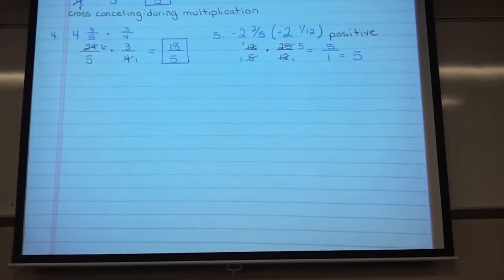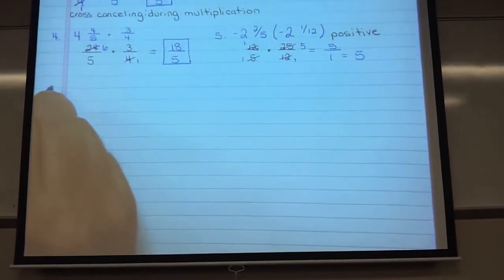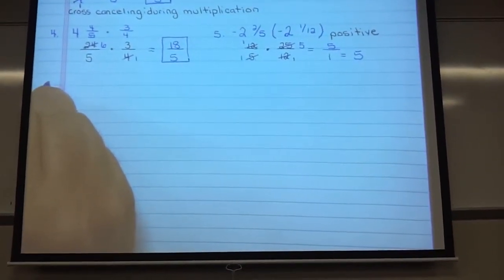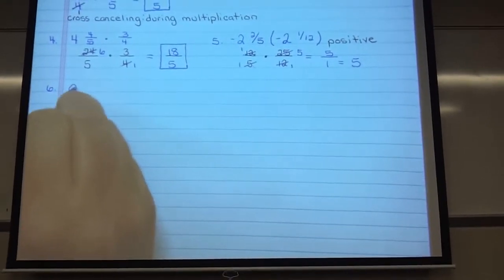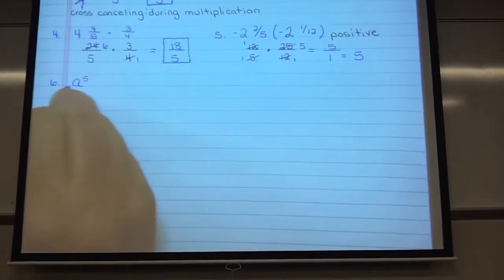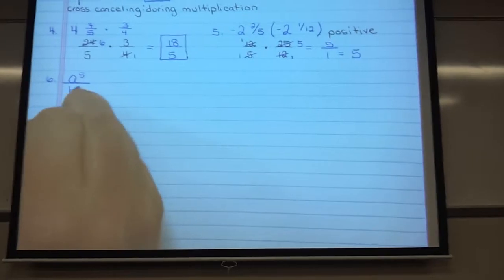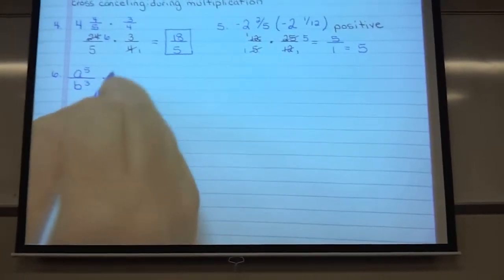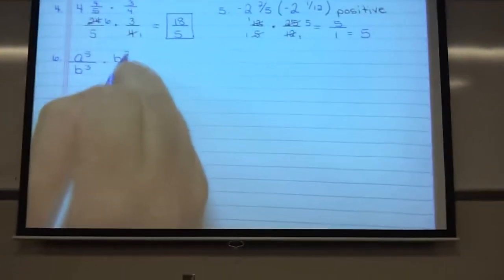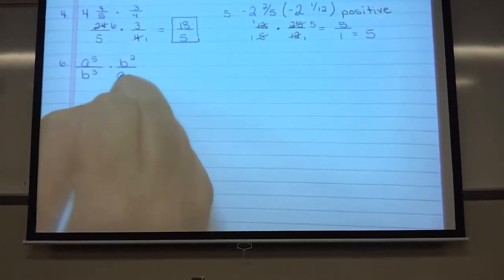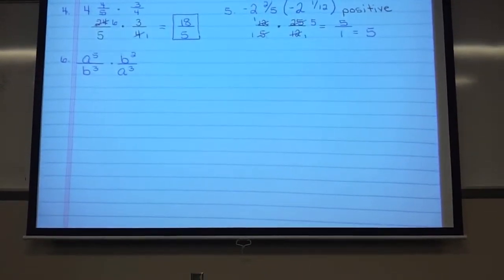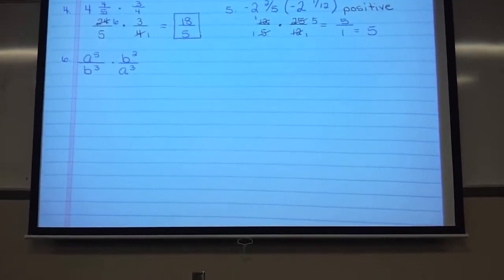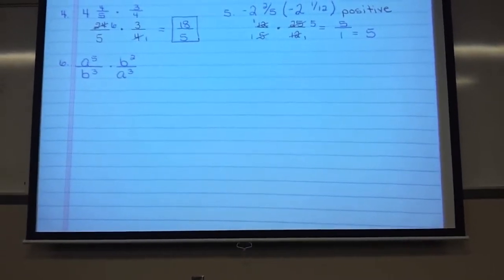Now we're going to throw some letters in there. Still 6.4. A^5 over B^3 times B^2 over A^3. And you've kind of seen this, just not split up like that.